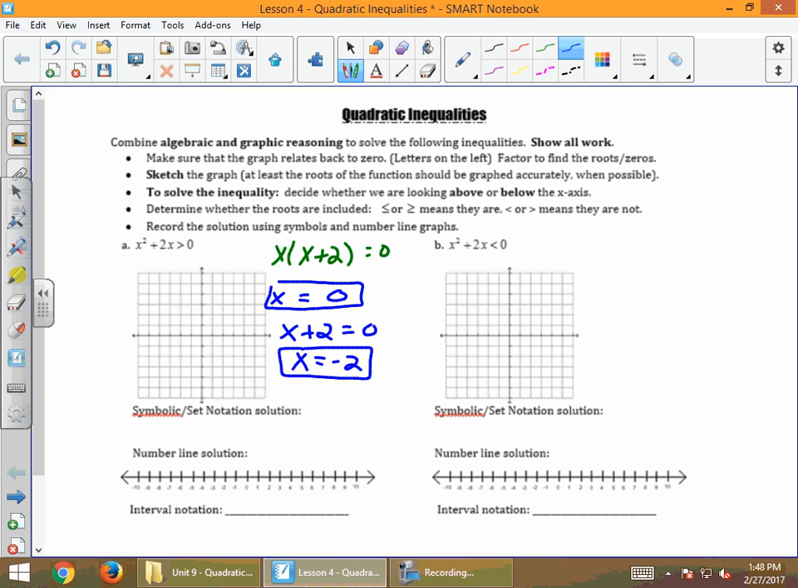Our next step then is to graph. And it doesn't need to be this perfectly neat graph. All we need to do is plot the zeros, so we plot 0 and -2. And then decide, is our graph opening up or down? How do we know it's opening up? Yeah, there's no negative, there's a positive on the outside. Right, so we know it's opening up, so just connect with a curve.